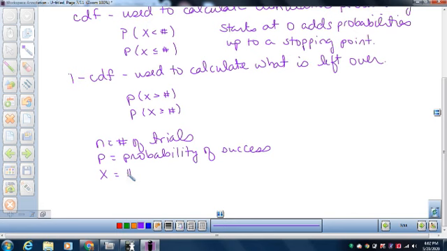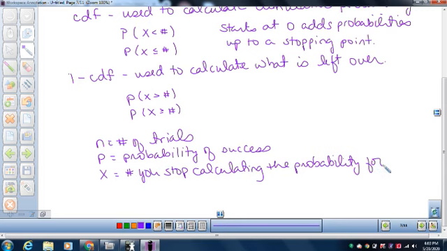And X is the number you stop calculating the probability for. I'm going to tell you, because I'm going to show you an easy way to do this. If you'll write it out, it'll make a whole lot more sense. That X is going to be the number to the left of the bracket.